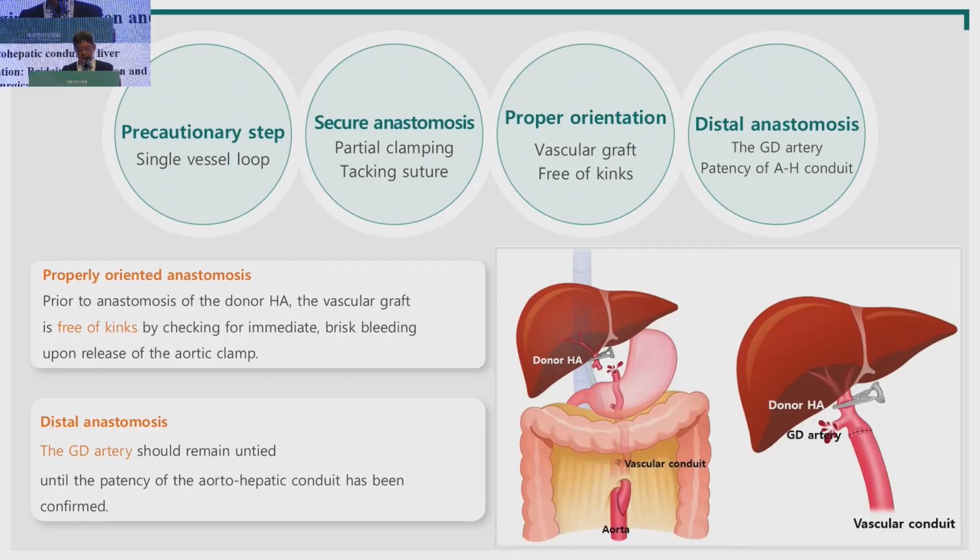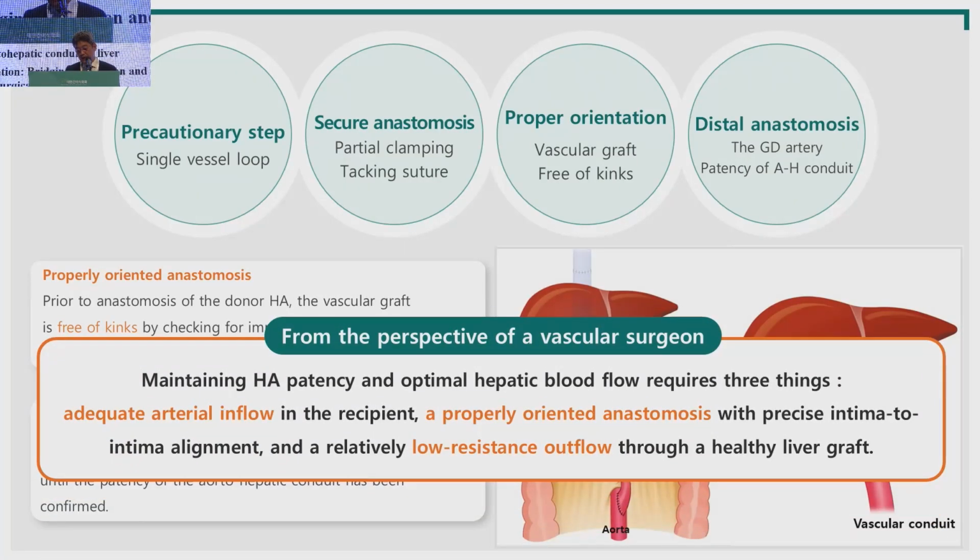The gastroduodenal artery should remain untied until the patency of the aortohepatic conduit has been confirmed. From the perspective of a vascular surgeon, maintaining hepatic artery patency and optimal hepatic blood flow requires three things: adequate arterial inflow in the recipient, a properly oriented anastomosis with precise intima-to-intima alignment, and a relatively low resistance outflow through a healthy liver graft.